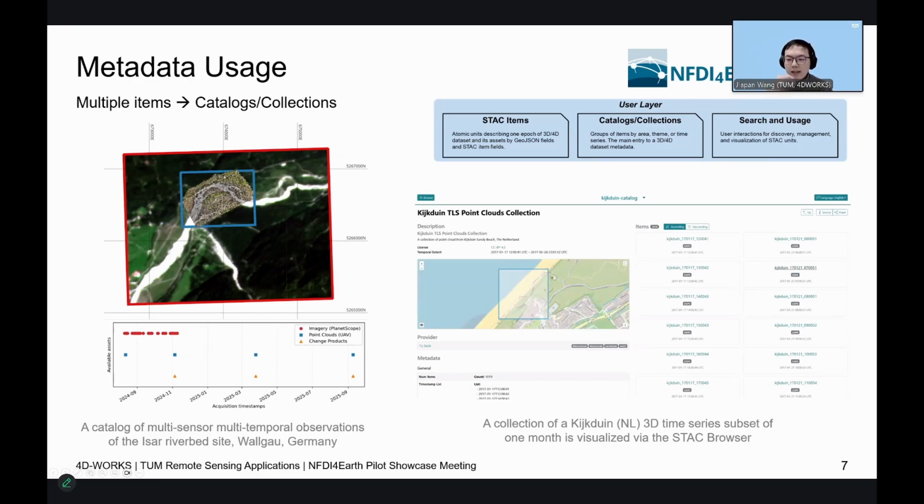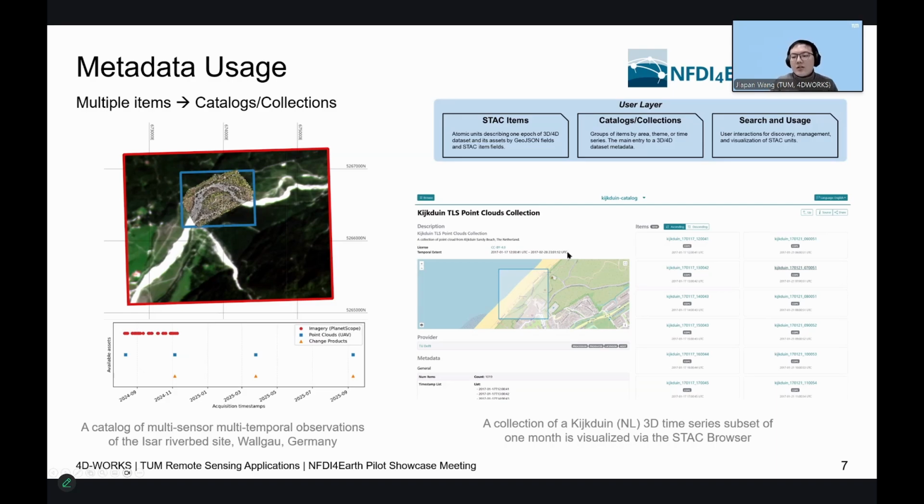The second example is that we curated a subset of near-continuous 4D point clouds. For example, this is a one-month 3D time series of a Kaldon data set. It's a point cloud time series collected from the Netherlands. We can see there are about 1,000 point clouds grouped into this collection, and just using the catalog and the STAC browser, users can check the metadata of each item or the overall metadata regarding these collections.